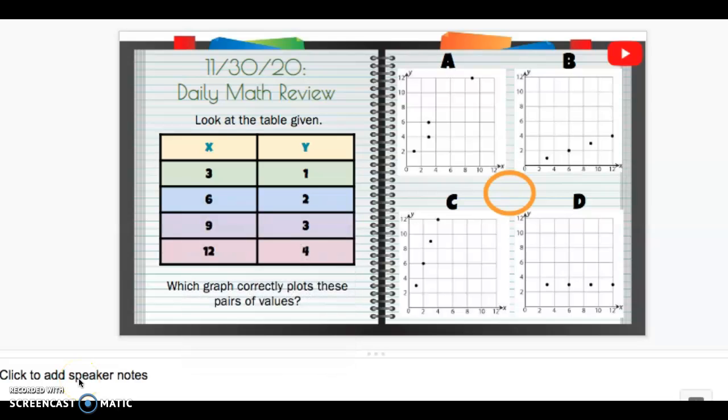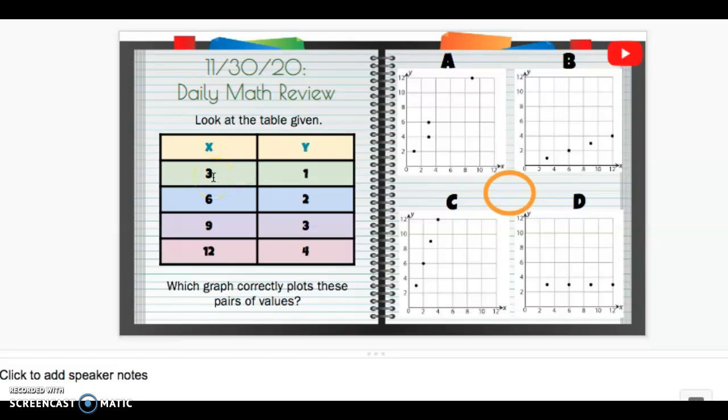Okay, so for DMR today, it says look at the table given. You have your X's, you have your Y's. We're trying to figure out which graph correctly plots these pairs of values. So what that means is you have to plot each one of these points, X and Y. We call that an ordered pair.